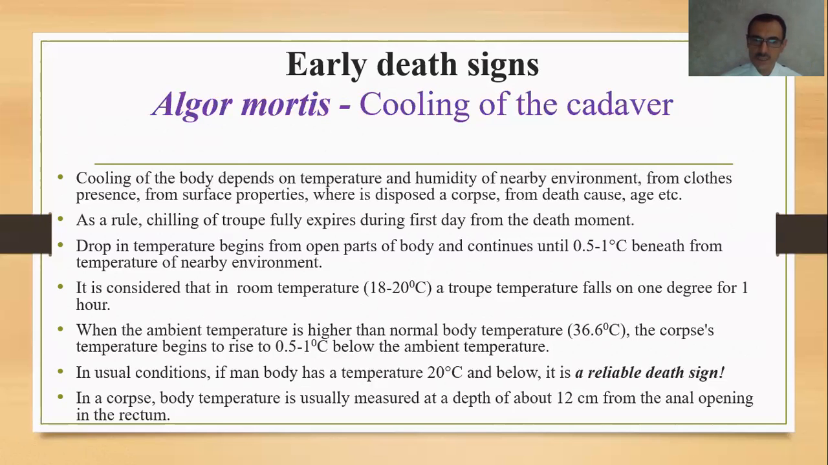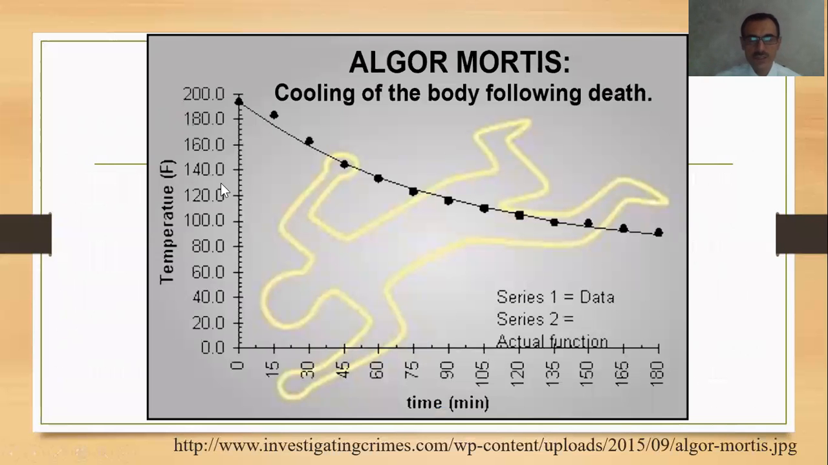In unusual conditions, if a man's body has a temperature of 20 degrees Celsius and below, it is a reliable death sign. In a corpse, body temperature is usually measured at a depth of about 12 centimeters from the anal opening, in the rectum. Here you see the diagram of the algor mortis, the cooling of the body following death, showing the ratio of temperature to time.